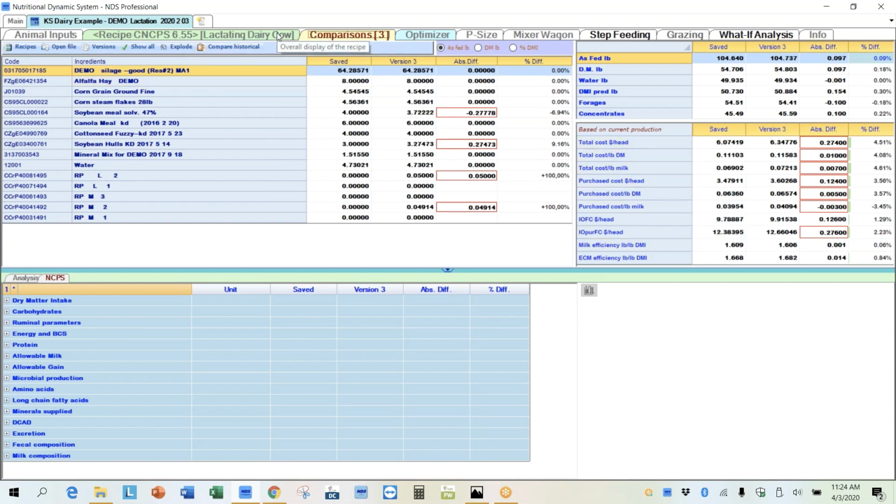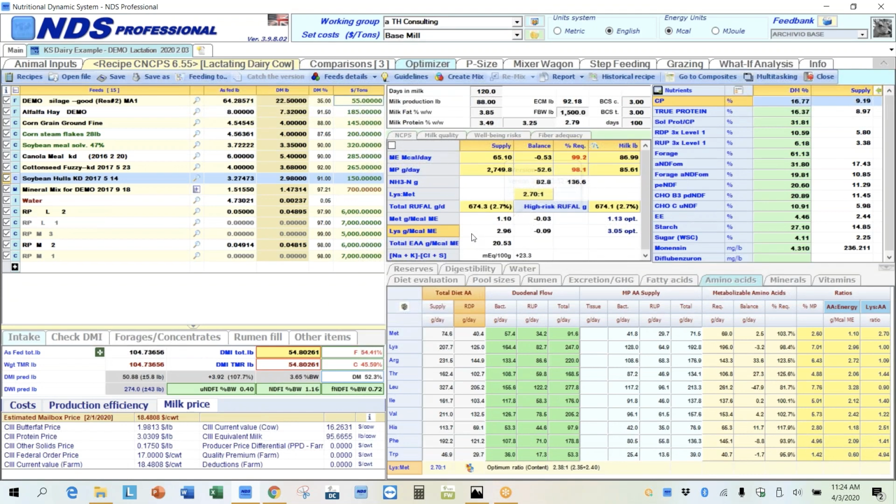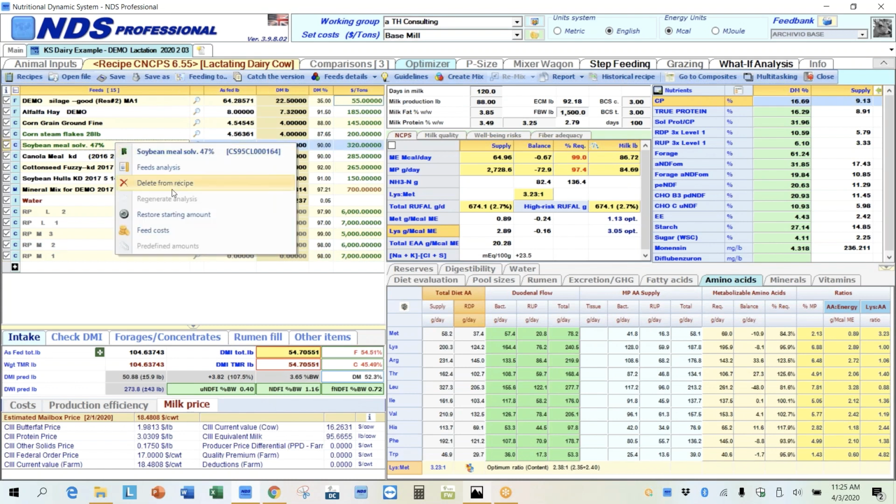Again, if I go back to the current diet, I'm at 1.1 on methionine, 2.96 on lysine. Maybe to get my ratio down, I need some more lysine in there, and I can manipulate that. The other aspect that you can do is you can always use the optimizer to do this. And so I've got this diet in here. It's not the existing or the starting diet.